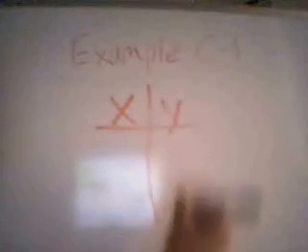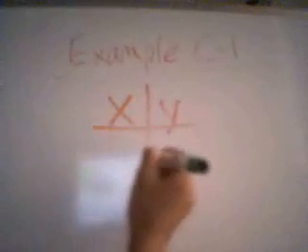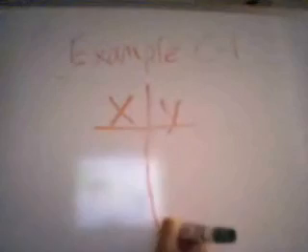Welcome to C1, how to use a table of values. Let us start with X and Y. You see, a table of values is where you enter a number and come out with a different one. We will learn when to use it in the next chapter.